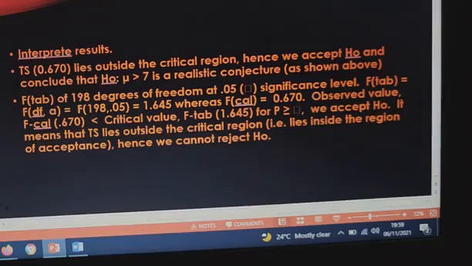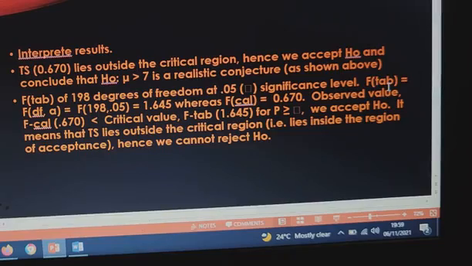Interpret results. TS, 0.670, lies outside the critical region, hence we accept H0 and conclude that H0, mu equals 7, is a realistic conjecture, as shown above. F tab of 198 degrees of freedom at 0.05 significance level.